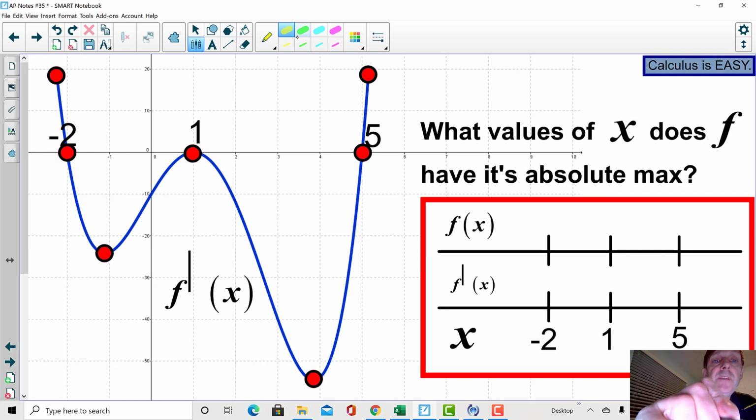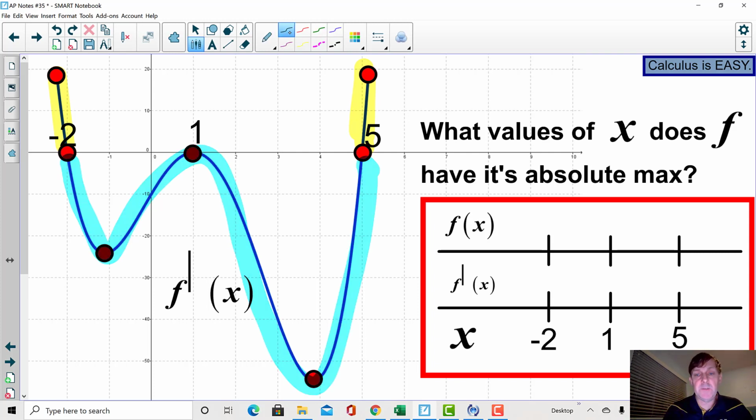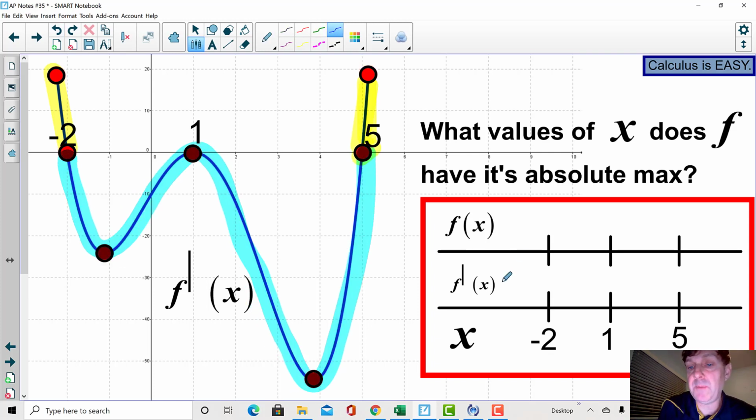Now, when you're above the x-axis, you're positive. So our first derivative is positive here and positive here. When you're below the x-axis, you're negative. So our first derivative is negative right here. Now let's fill out the chart. Our first derivative is going to be positive before x equals -2, and positive after x equals 5. Then our first derivative is going to be negative between -2 and 1, and also between 1 and 5.